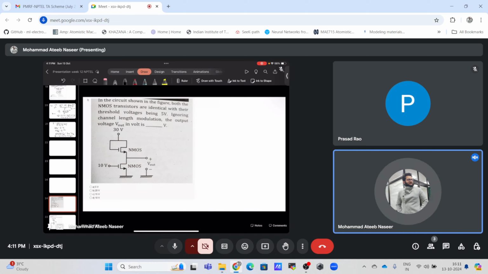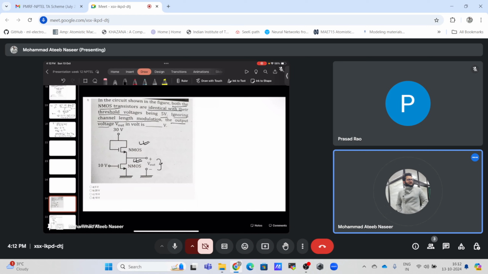So we have a circuit, shown in the figure, with two transistors. They are both NMOS, not PMOS. Both NMOS transistors are identical with threshold voltage of 5 volts, and we have to neglect channel length modulation. What would be the output voltage V out?